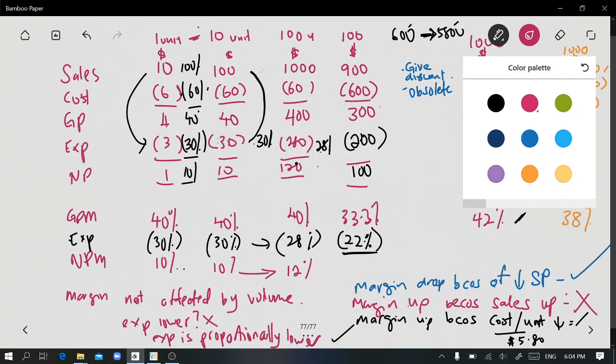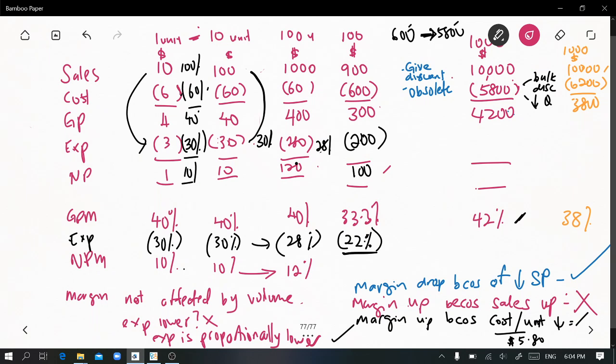So what is the net profit margin? 100 divided by 900. 11%, you can take 11% here.